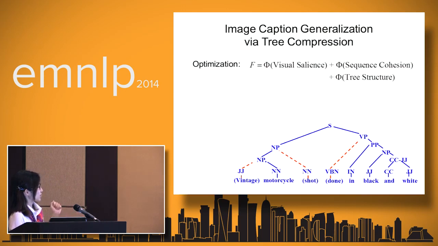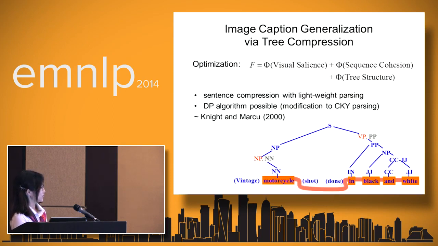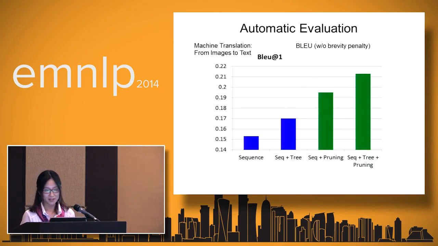For the optimization, we consider visual salience, sequence cohesion, and tree structure, similarly as before. But in this case, in order to delete some of these branches, we need to do a little bit of reparsing so that things become a valid parse tree later. This can be done using dynamic programming, with a slight modification to the CKY parsing. And at this point, if we look at the evaluation, the numbers look nicer than before after pruning the trees.